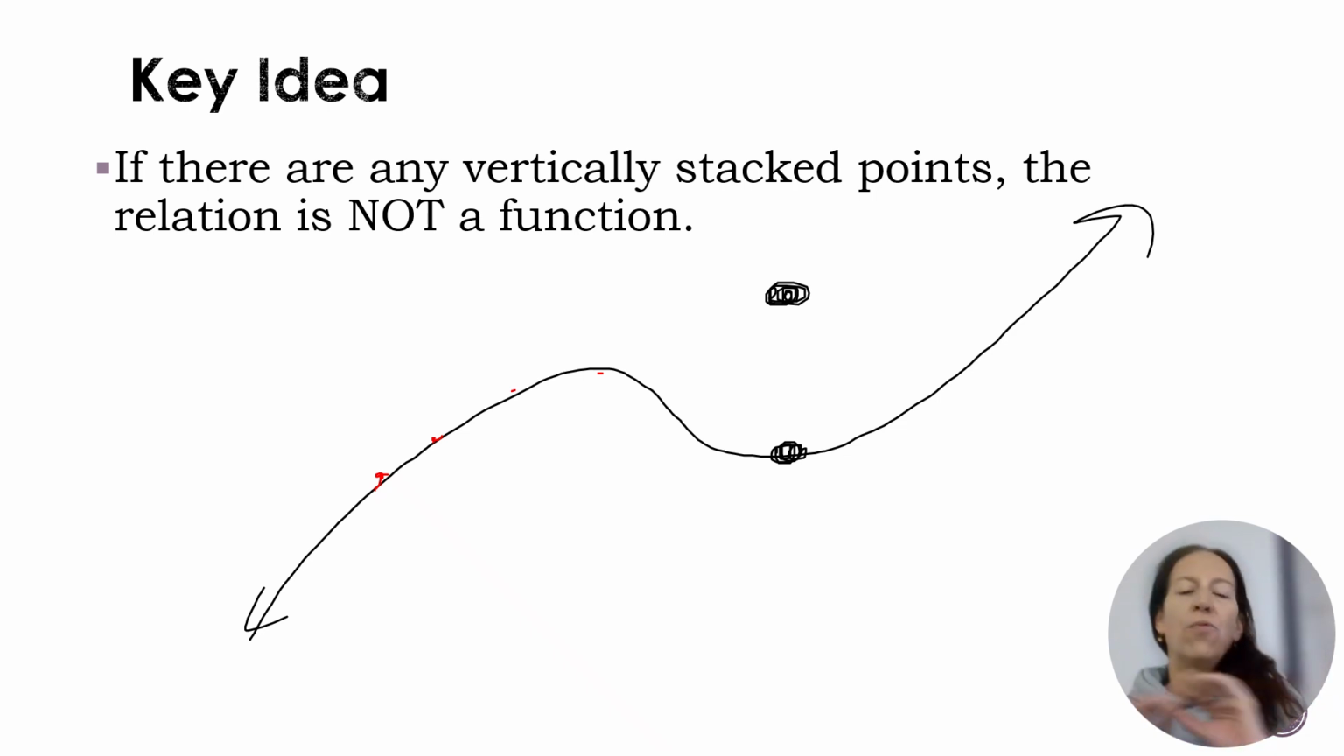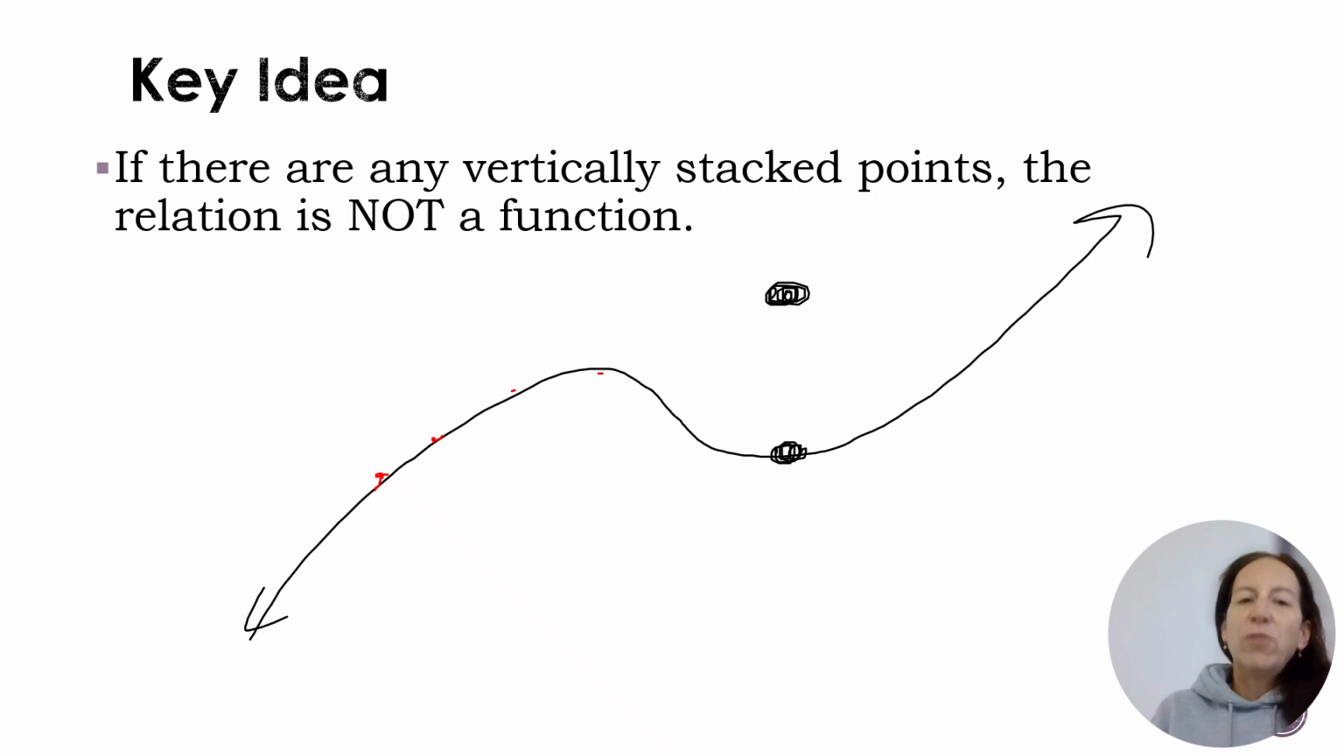Okay, and so the moment you see any stacked points, not a function. Sometimes you'll hear this referred to as the vertical line test. I did not put it in my notes this year as the vertical line test because it's a little awkward to define, and I think it's better if you see what's happening. It's not a function because it violates the definition, which is X maps to only one Y.